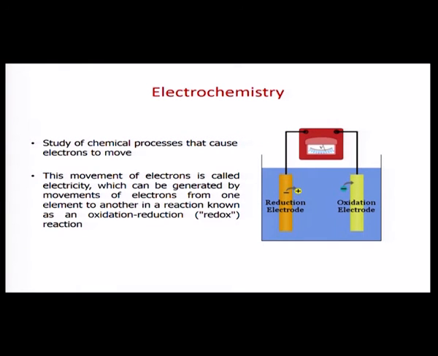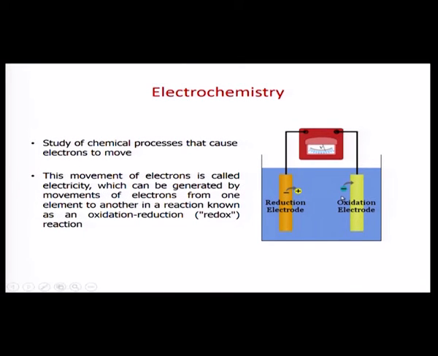What electrons do in the chemistry relevant to the environment, we are going to discuss in this electrochemistry. The name itself, as I told you, involves the study of chemical processes that cause electrons to move, and this requires two electrodes, anode and cathode. At the cathode, reduction of materials takes place, whereas at the anode, oxidation of the pollutants takes place.